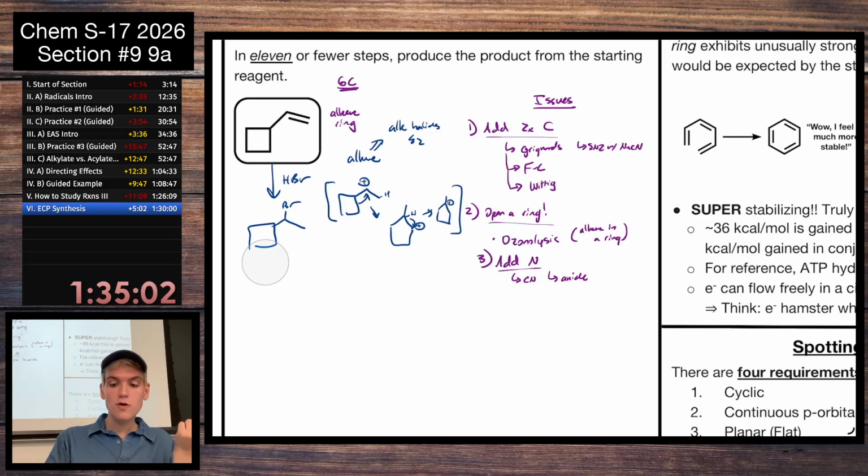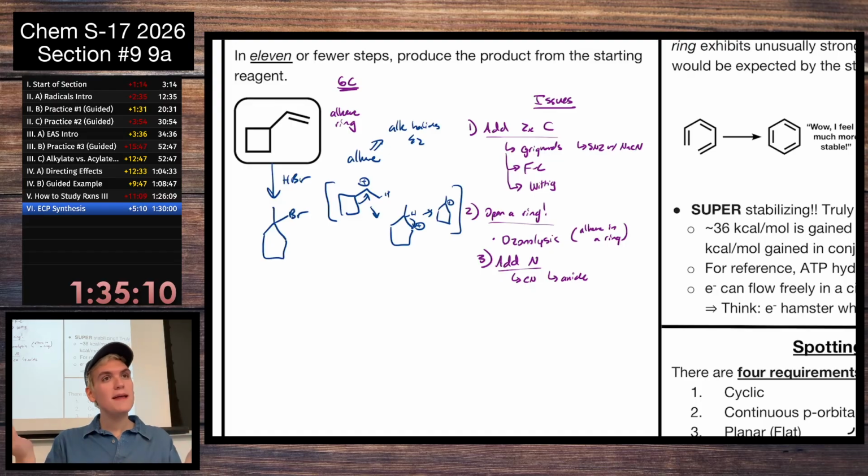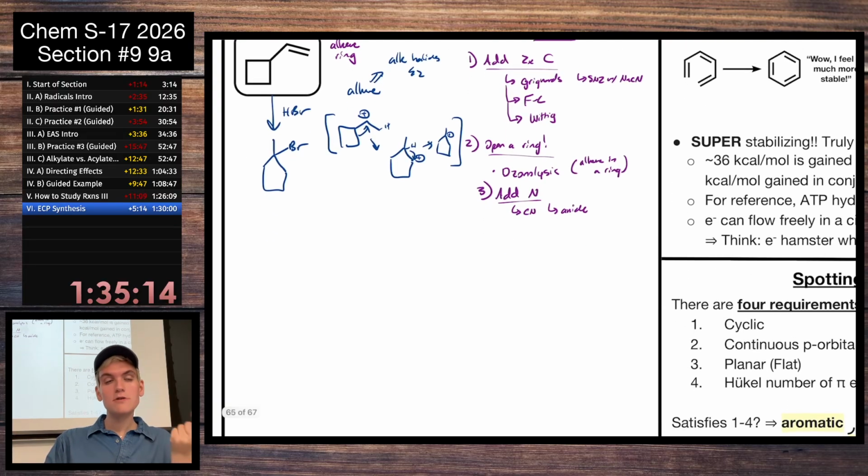And so our actual product where we add our bromine is going to look like this. So we've expanded our ring. We haven't split it open. But in order to split it open, we need an alkene, right? So what reagent can take an alkyl halide into an alkene? We're doing what type of reaction here?